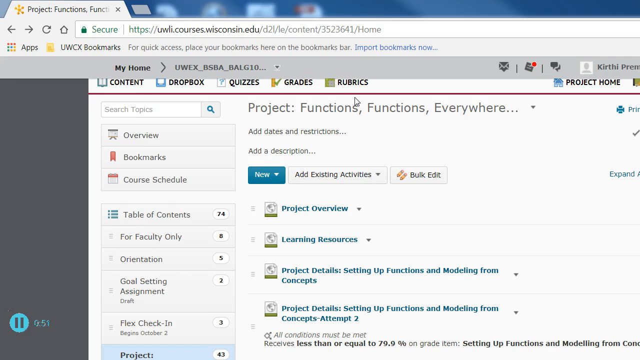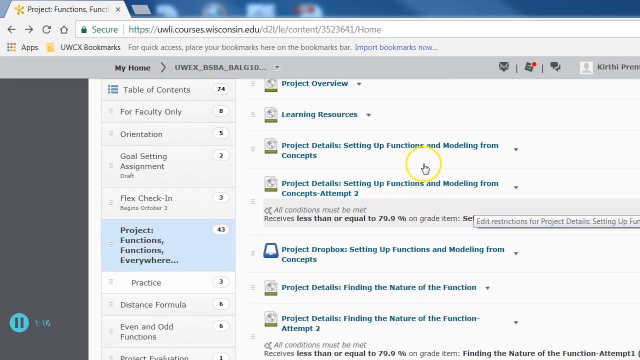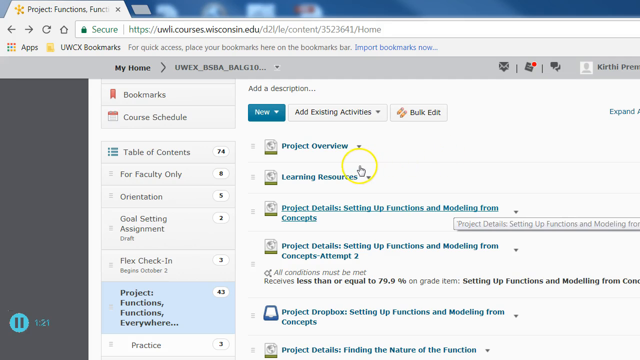In this project, I have given several business scenarios, and for the majority of them, I am asking you to come up with equations. Then, using the equations, you will answer different questions in algebra that you are required to know as the competencies of this course. So let's start with the project. The project has several assignments. The very first assignment is setting up functions from modeling and modeling from concepts.